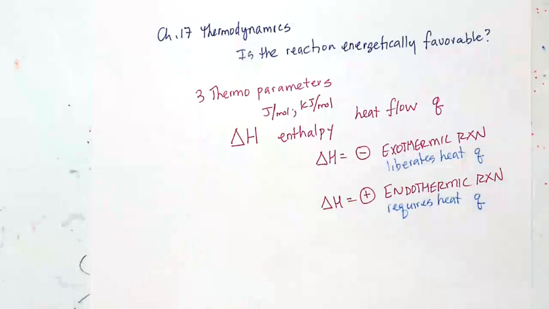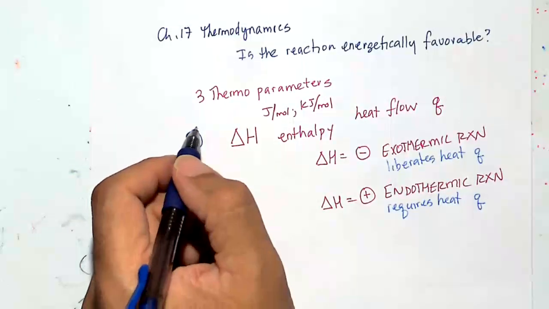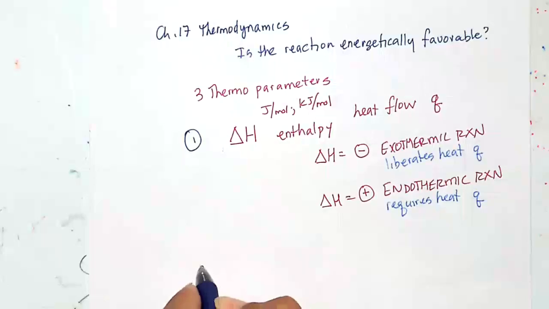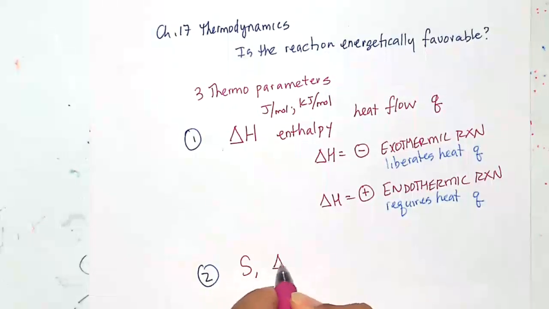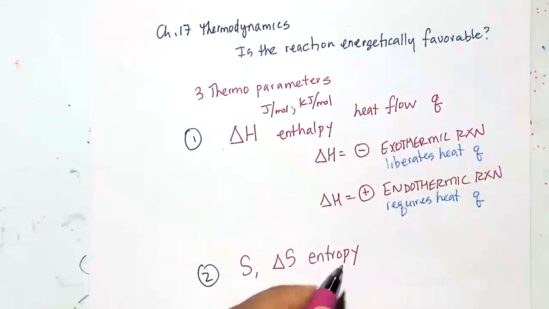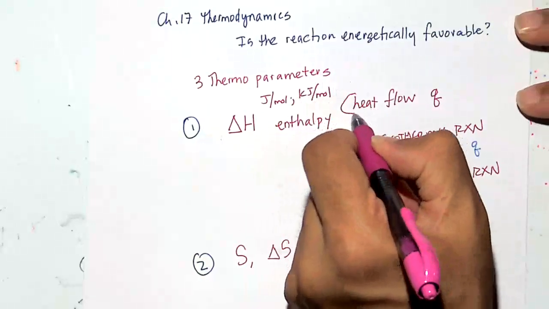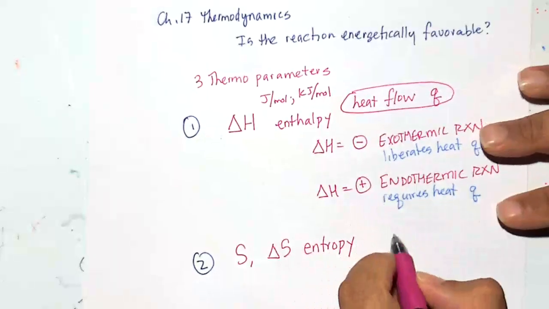So that's parameter 1. Okay, parameter 2 is something that we have not covered. This is something from Chem 1. Parameter 2 is something called entropy. Have you heard this term entropy before? So this entropy can be S or delta S. Okay, so enthalpy is heat flow. Entropy is disorder.